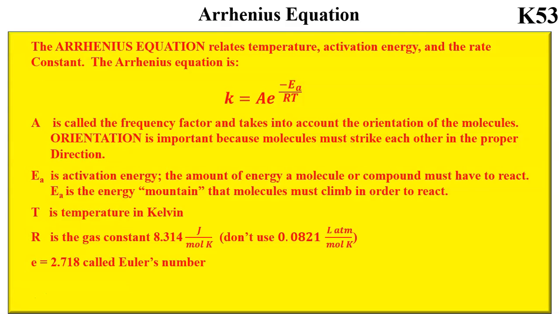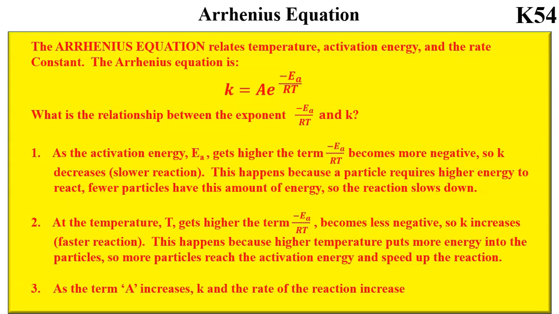So you want to watch that. And then E is the same E that we've used before. That's Euler's number, 2.718. The Arrhenius equation relates temperature, activation energy, and the rate constant. Okay, so what is the relationship between that exponent, negative EA over RT, and the rate constant K?